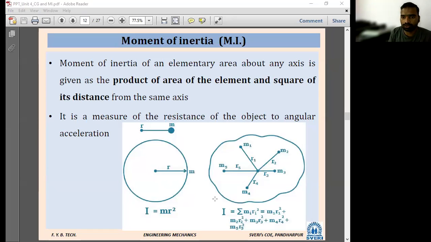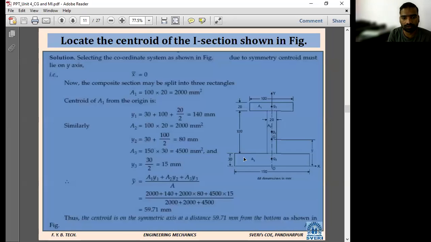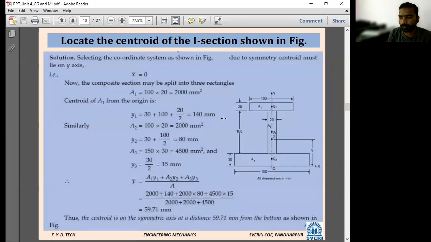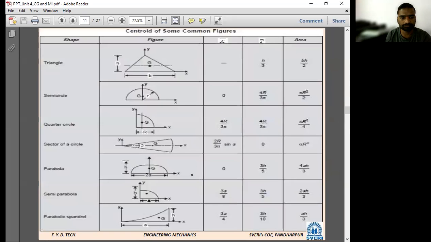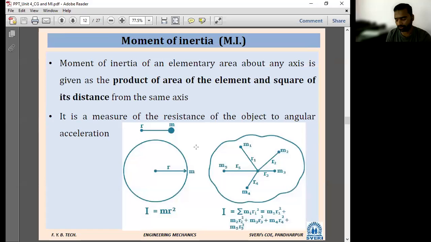Okay, so whatever problem I have shown, you can solve these two problems. You have to solve this problem in your notebook. All of you have to solve this problem, and also the trapezium problem. I have solved that one. You just go through the video once again and you can solve that one also. This one is simple. I have taken this T section, but only the magnitude is different. All of you, are you concentrating?